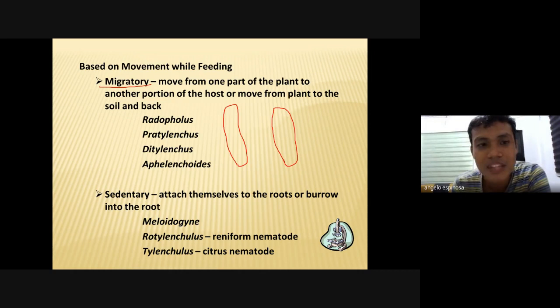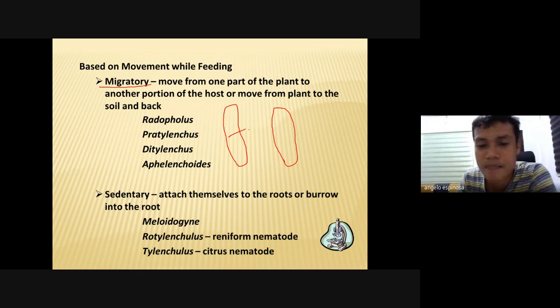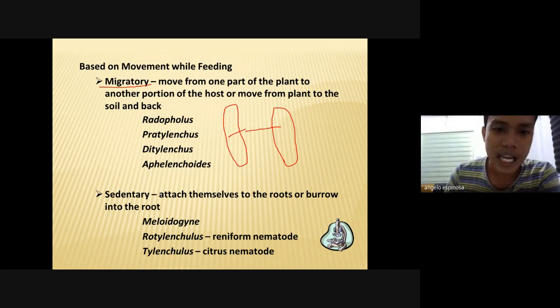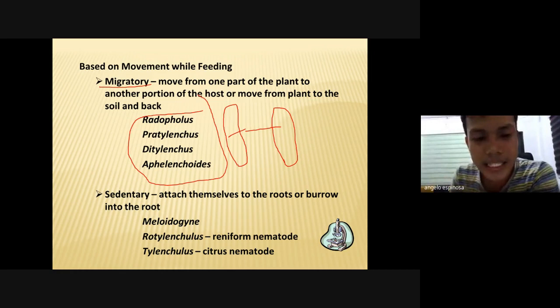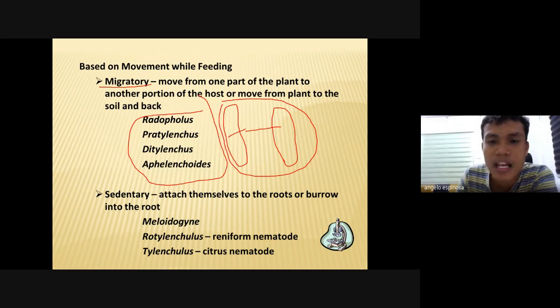So pag sinabi natin migratory ectoparasites, ibig sabihin yung stylet ng nematode lang ang ipapasok sa loob. That is ectoparasite, right? So ngayon pag naka-sip na siya, naka-infect na siya, pupunta siya sa kabilang plants para mag-inject. So that is what we call migratory. Okay? So these are the types of nematodes. And we have also sedentary, which attach themselves to the roots or burrow into the root. Ito yung tinatawag natin migratory ectoparasite, right? Ano naman, sir, yung migratory endoparasite? Ganito yon. Ibig sabihin, yung buong katawan ng nematodes ay nasa loob ng host. Kinakain na niya.